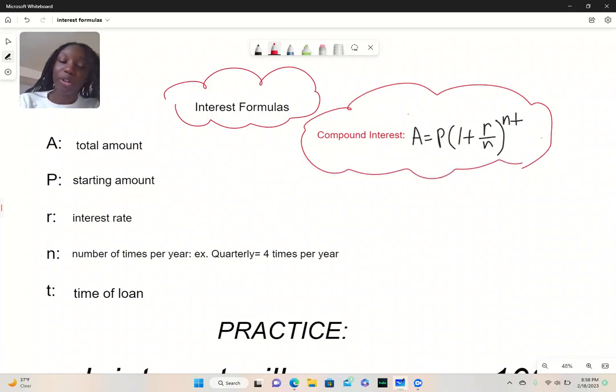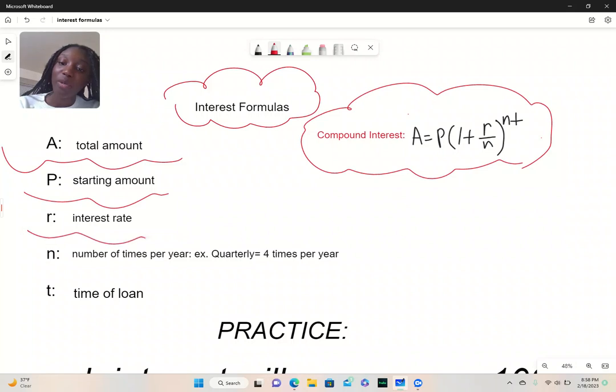The formula for compound interest is A equals P times (1 plus R over N) to the power of N times T. Now this seems confusing because of all the variables and letters, but I'll be explaining what each of those means so you don't get confused. A stands for the total amount. P is the starting amount. R is the interest rate, and it's usually found in percentages. N is the number of times per year. For example, quarterly means 4 times per year. And T is the time of loan.